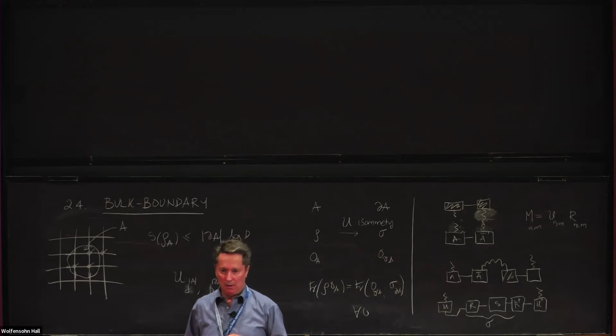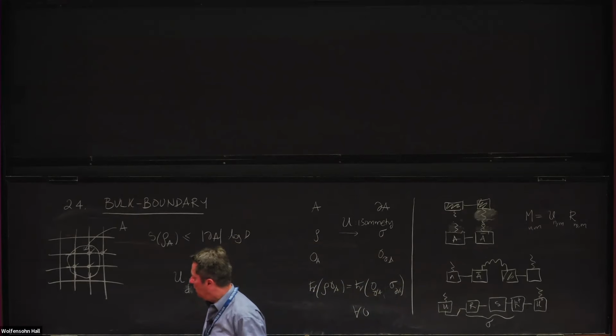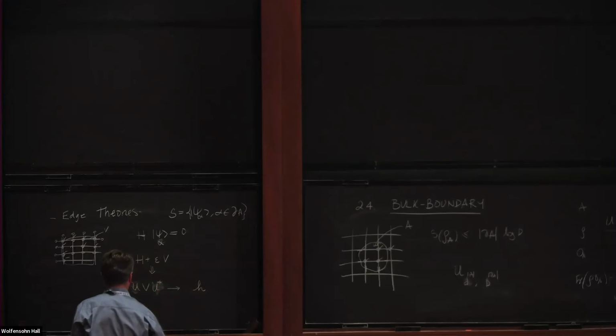You added something on the virtual space, right? So V. Right, so V is a perturbation in the bulk. You put a perturbation here, V. Yeah, so then shouldn't that be U dagger V U instead of U V U dagger? Okay. So U acts on the virtual space. U has to be on the right of U dagger. Yep.